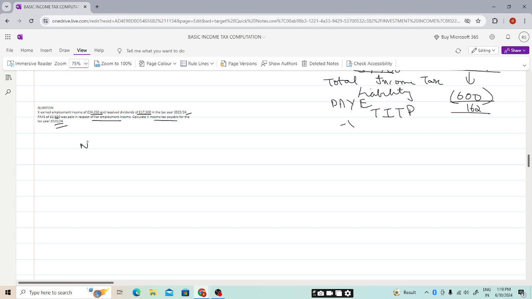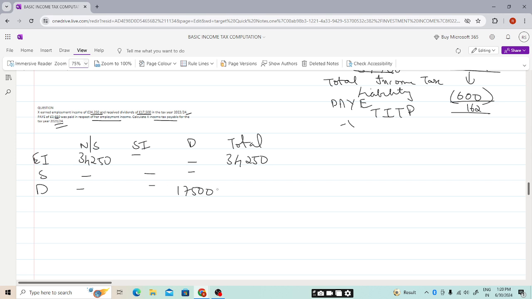So now, non-saving income, saving income and dividend income. Employment income falls under the head of non-saving income, so total is 34,250. Then no saving income. Dividend they have given us 17,500, so total dividend income is 17,500.